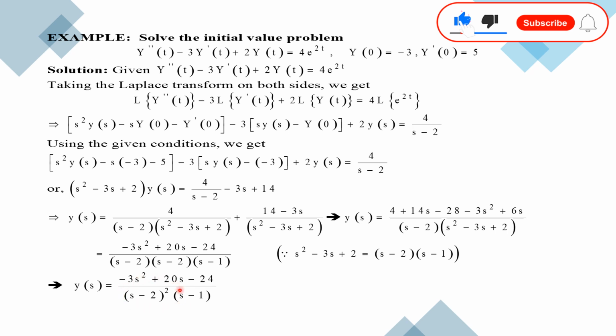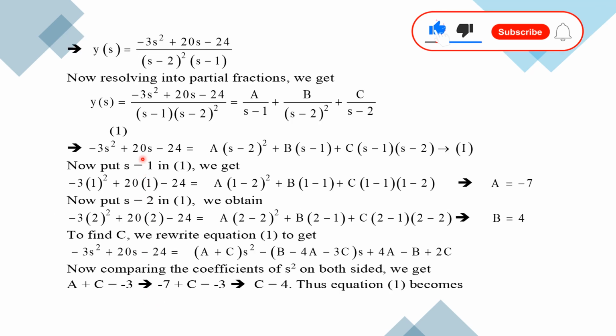Of course, in that situation, the degree of the denominator is greater than that of the numerator, so we can use partial fractions. So we will solve this by partial fractions. So now partial fraction: here A over s minus 1 is the first partial, the second partial is B over s minus 2 square plus C over s minus 2.